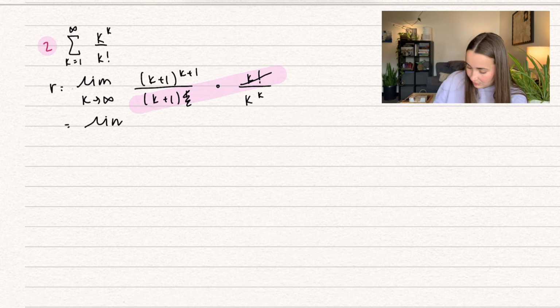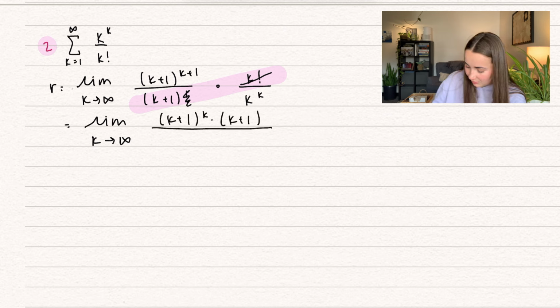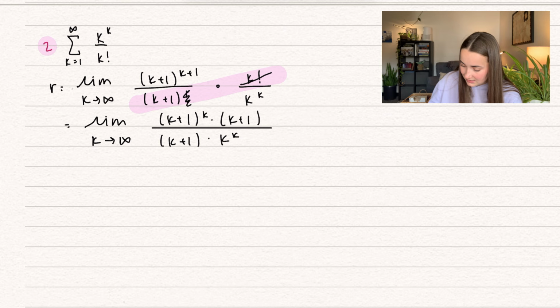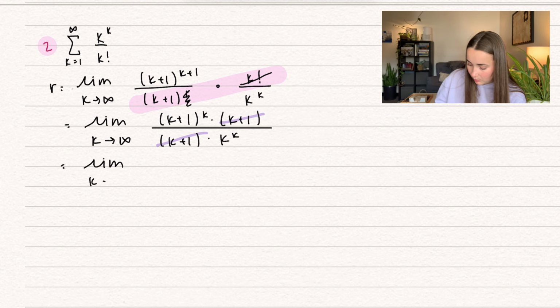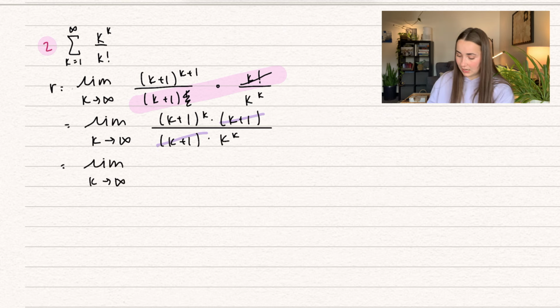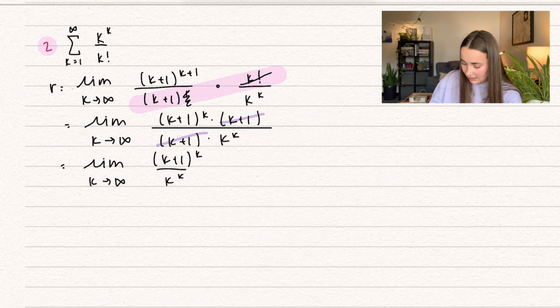Let's go ahead and simplify, that was a weird limit, the numerator. We have k plus 1 to the k multiplied by k plus 1. That k factorial canceled out. We had a remaining k plus 1 in the denominator times k to the k. So we have something else that cancels, right? So that k plus 1 is going to cancel, which is super nice. So now what we're working with is a limit as k approaches infinity of k plus 1 to the k divided by k to the k.